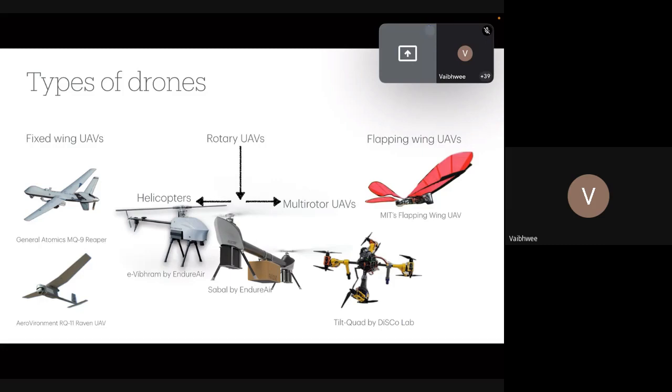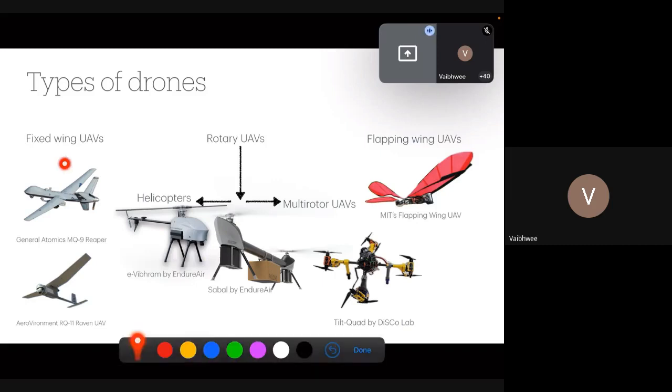These are the three major classifications that one can see, and there are a lot of vehicles under these classes. The popular ones, which are commercially available in fixed wing UAVs, are the General Atomics MQ-9 Reaper. When I say commercially, I mean this is not for public use. This is basically a military drone. So the General Atomics MQ-9 Reaper that you see on the extreme left is a fixed wing drone.